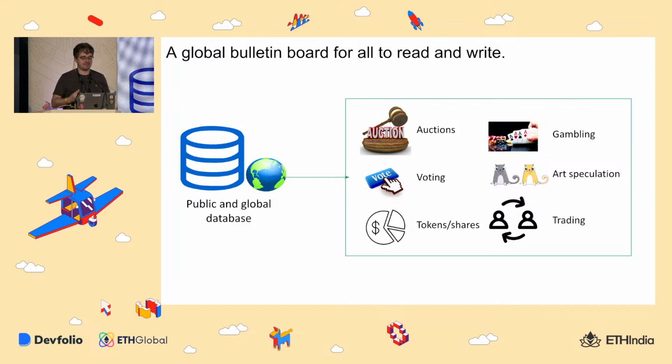What you get from this is a global bulletin board, a bit like this screen. Everyone in this room can have a copy of exactly the same database, so they have a consistent view of the state of the network, the smart contracts, the exchange rates, whatever. And what can you build with this? Well, you can build auctions, voting, tokens, transfers, gambling, NFTs and art speculation, trading, MMs. And that's all enabled because everyone in this room can have a consistent view of the same database. This single database is widely replicated.